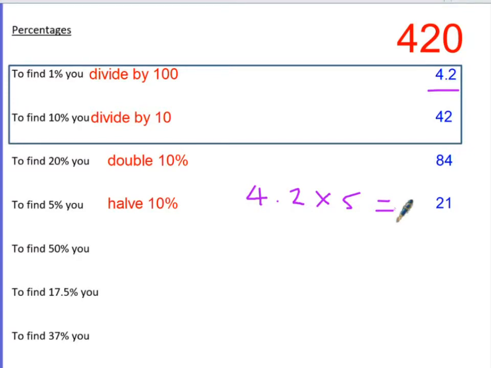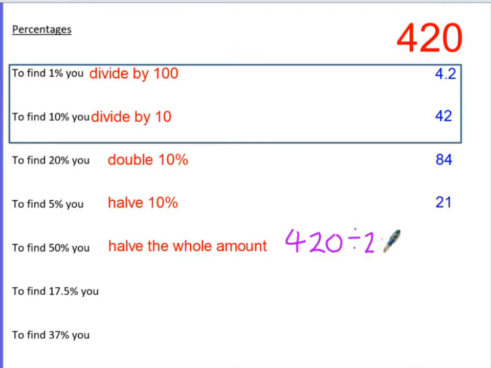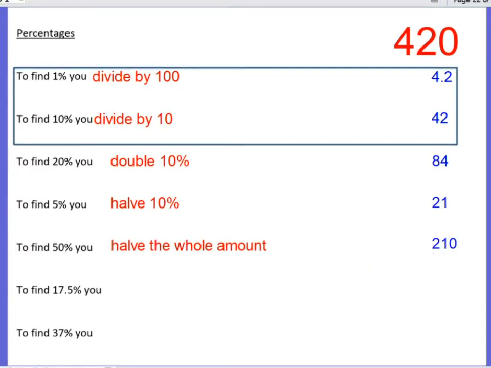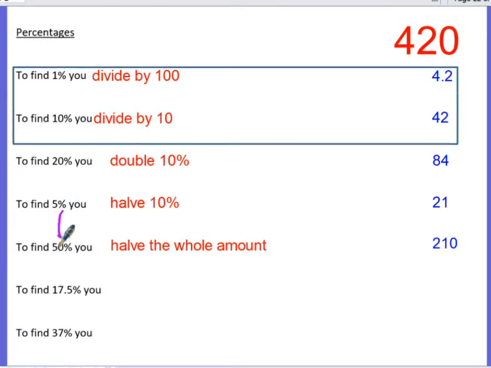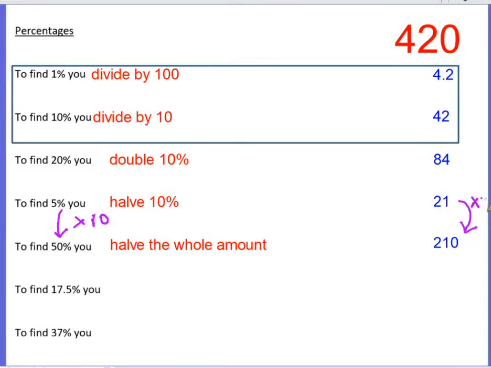To find 50% of anything, the easiest way is just dividing the whole thing by 2. So in this example, 420, if I divide that by 2, I get 210. So 50% of 420 is 210. Alternatively, I could have said I know what 5% is, and if I times that by 10, that would give me 50%. Well, 5% we worked out earlier was 21. If I times that by 10, I would get 210.